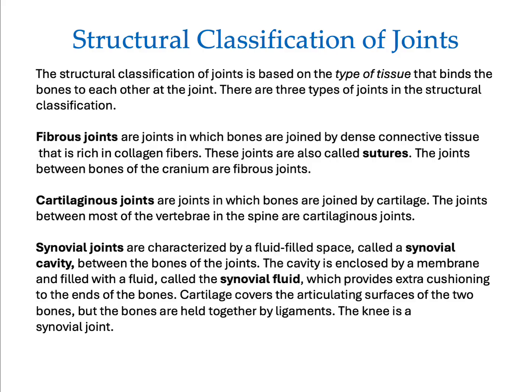Synovial joints are characterized by a fluid-filled space called a synovial cavity between the bones of the joints. The cavity is enclosed by a membrane and filled with a fluid called synovial fluid, which provides extra cushioning to the ends of the bones. Cartilage covers the articulating surfaces of the two bones, but the bones are held together by ligaments. The knee is a synovial joint.